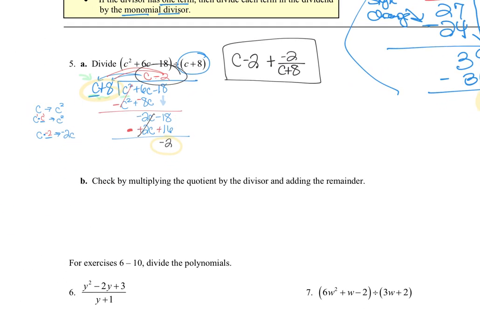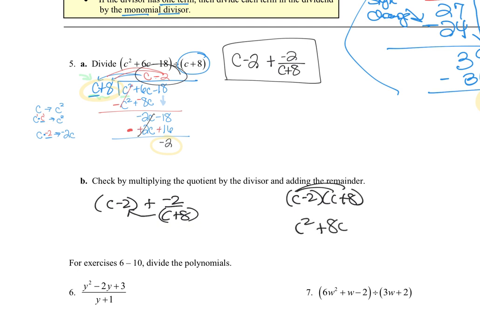So if I take, now my answer, remember, is c minus 2 plus a negative 2 over c plus 8. So if I multiply the divisor and the quotient, here's the quotient and the divisor. If I'm going to multiply these two, let's come over here and do c minus 2 times c plus 8. That's going to be c squared. That's going to be plus 8c. It's going to be negative 2c. And it's going to be negative 16.